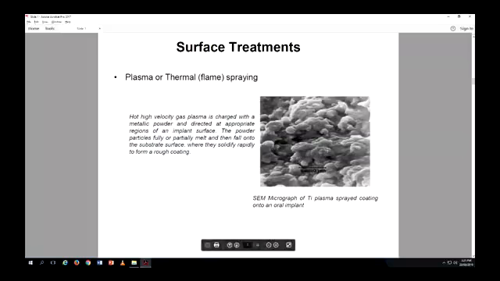This is an example of plasma or thermal spraying. You see that on the surface there's this fine, quite rough surface that you have created on the metal.